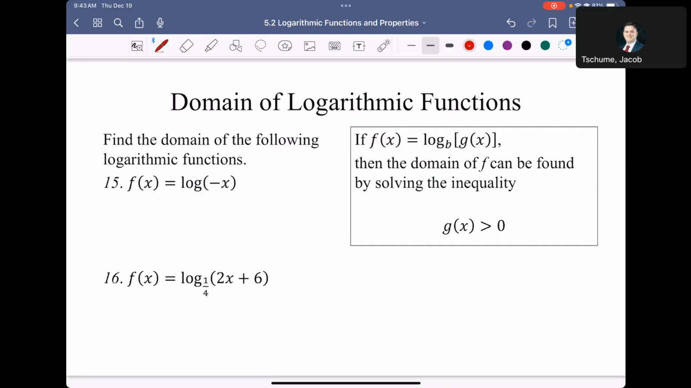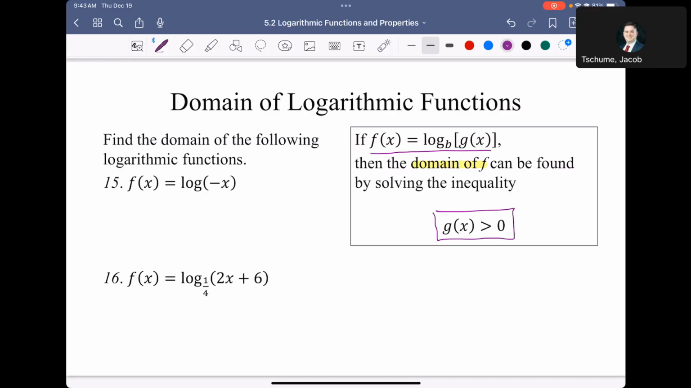So when you are trying to find the domain of a logarithm, in the little box on the right-hand side of your screen, if f of x equals log base b of a function g of x, and you are being asked to find the domain of f, you will have to actually set up an inequality. You will have to take whatever is inside the logarithm, in this case we're calling that g of x, and you must set that to be greater than 0. That's because with logarithms, you cannot have a 0 or a negative number inside of them. So we have to force the inside to be greater than 0.